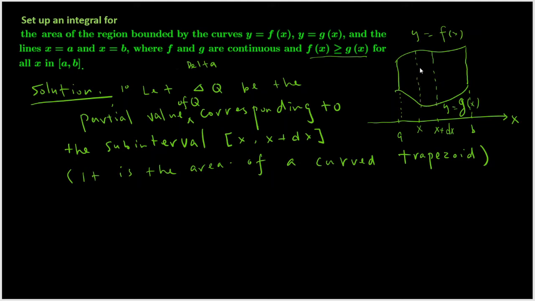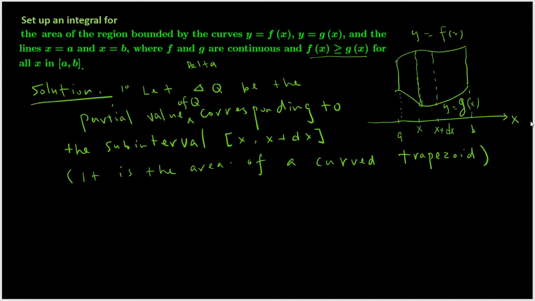Now the partial value of Q is the area of the curved trapezoid. Now we are going to approximate the partial value using the area of a rectangle. I will tell you how to form the rectangle. I'm going to make the full size of the rectangle solid. The rectangle to be used to approximate the curved trapezoid is given by the following. The height of the rectangle is that solid line segment.